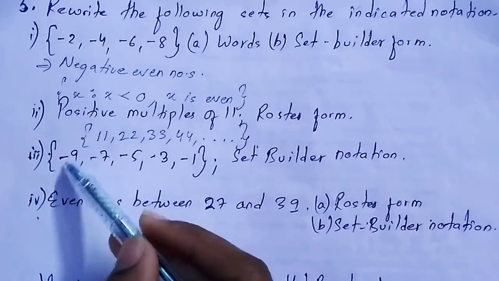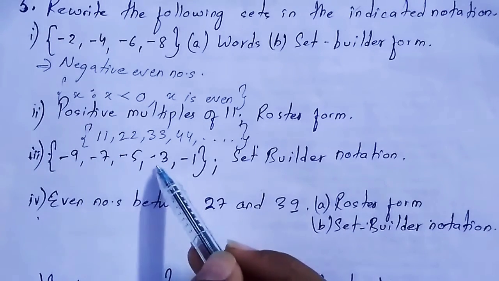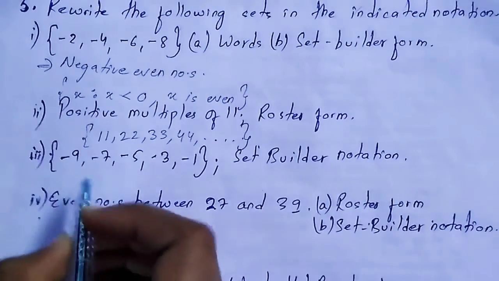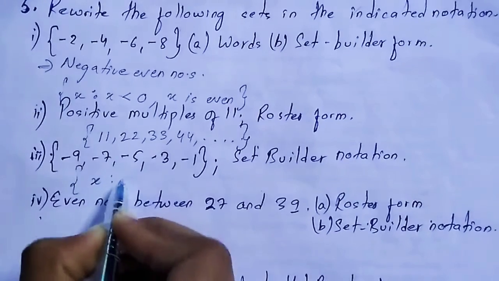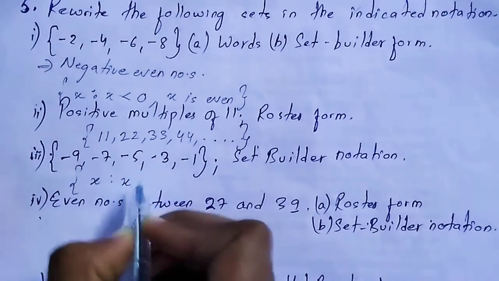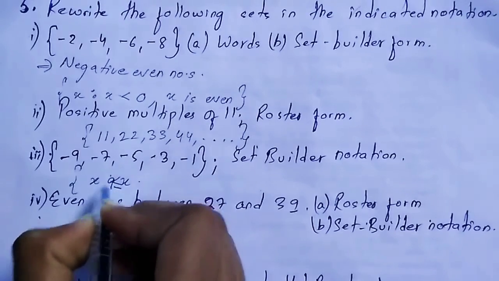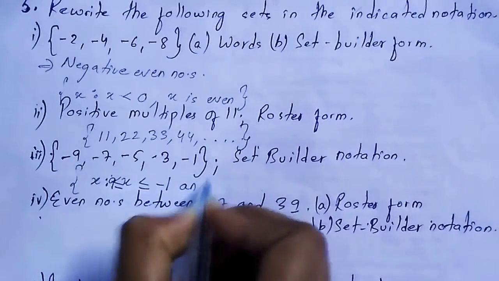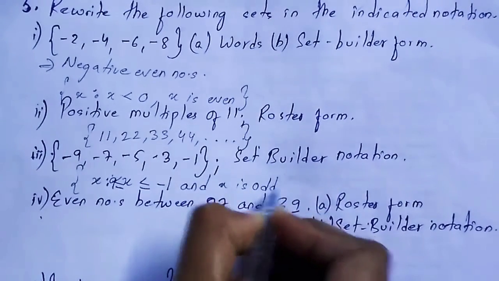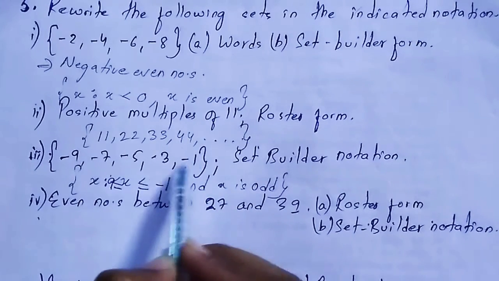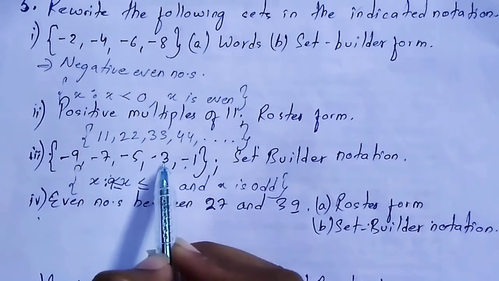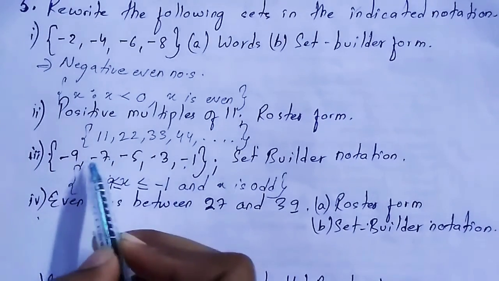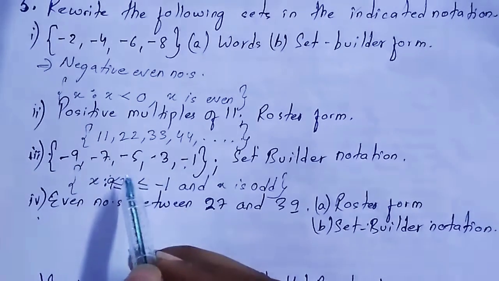Next number 3, -9, -7, -5, -3 and -1. And you need to write it in set builder notation. So here you need to write x is such that x is greater than or equal to -9 and x is less than or equal to -1 and x is odd. You can see all these are odd numbers. -1 is an odd number. After that 2 is not there, 2 is an even number. -3 is also odd. After that 4 is even. Then you have -5 which is odd, -7 is also odd, -9 is also odd.